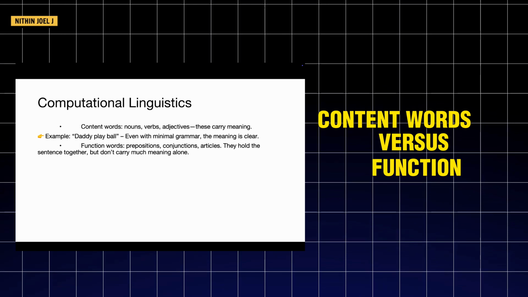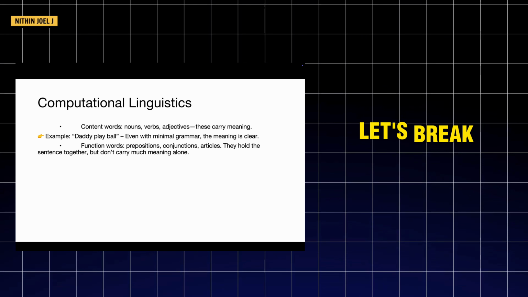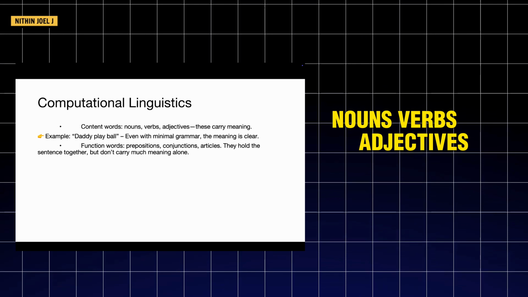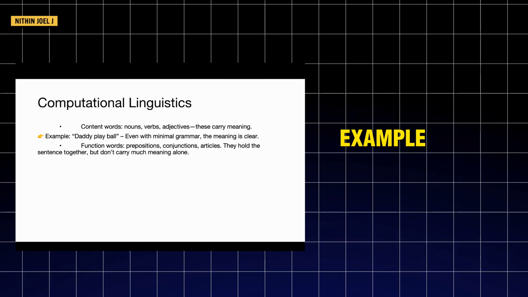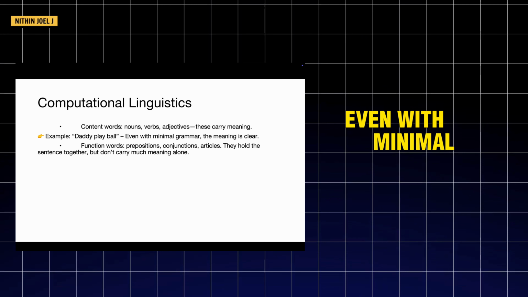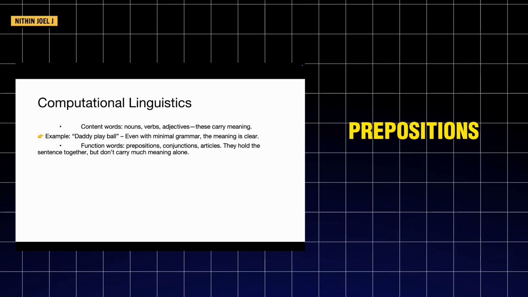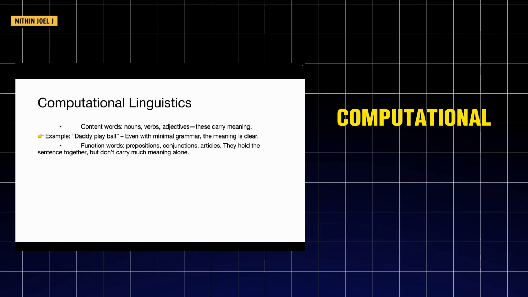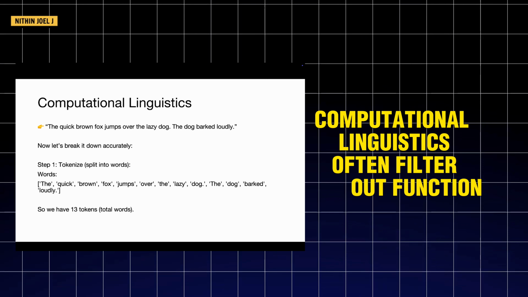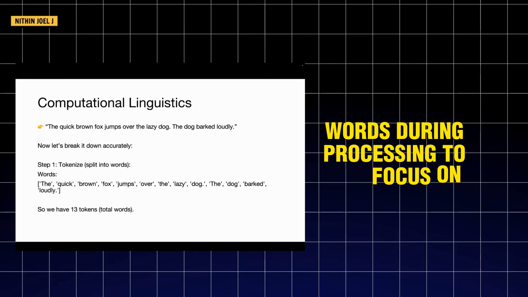Content words versus function words. Let's break language down into two parts: content words and function words. What are content words? Nouns, verbs, adjectives. These carry meaning. Example, daddy play ball. Even with minimal grammar, the meaning is clear. And for function words, prepositions, conjunctions, articles, they hold the sentence together but don't carry much meaning alone. Computational linguistics often filters out function words during processing to focus on the key content.